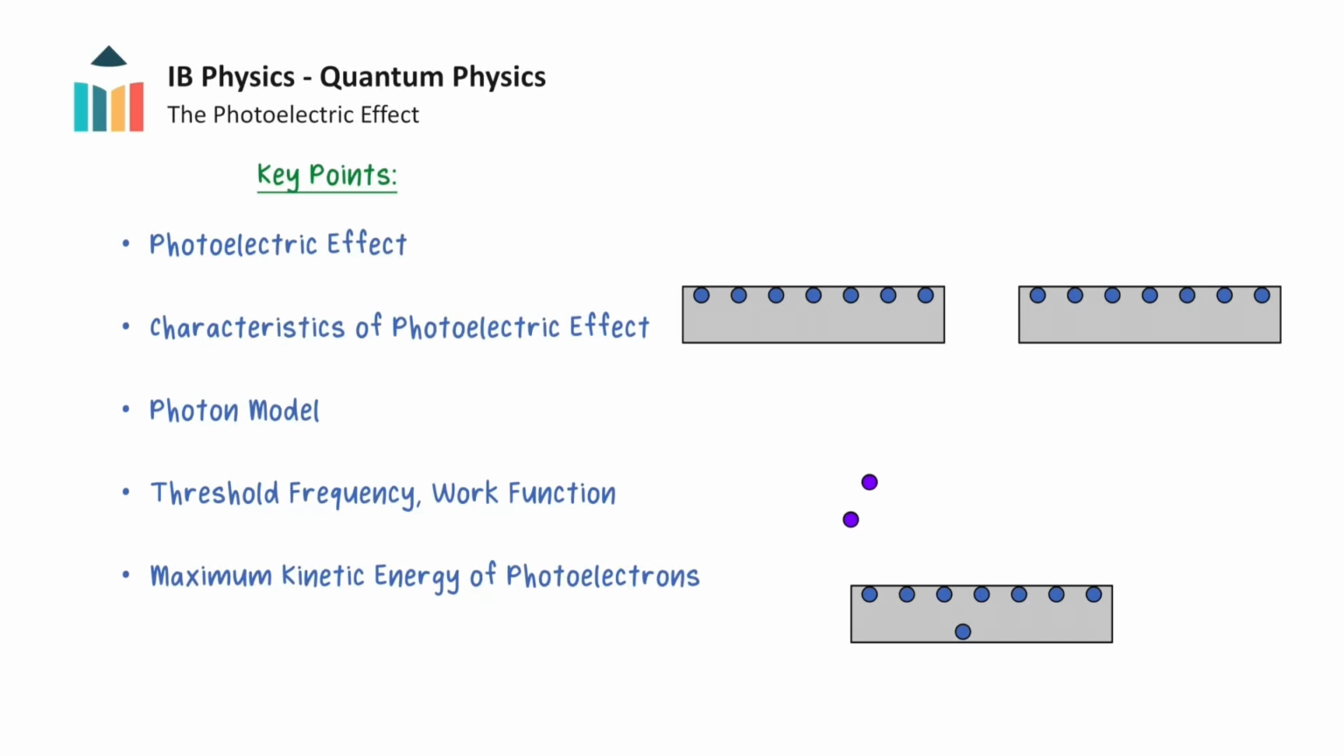In this video, we will discuss the photoelectric effect and explain which observations cannot be explained by the classical wave theory of light. We will then explore the concept of photons and show how this can be used to explain the photoelectric effect, with quantities such as threshold frequency and work function. Finally, we will be able to calculate the maximum kinetic energy of photoelectrons emitted from the photoelectric effect.